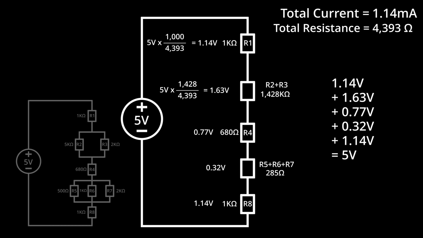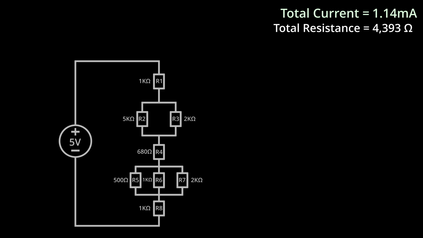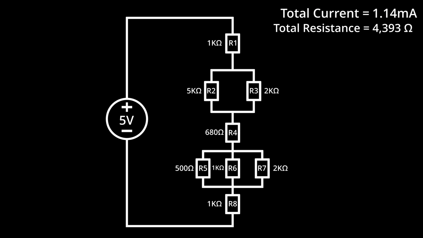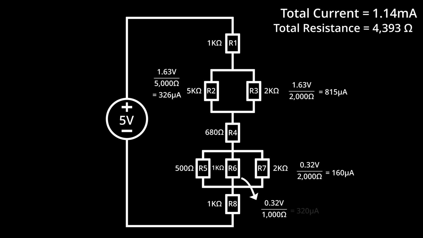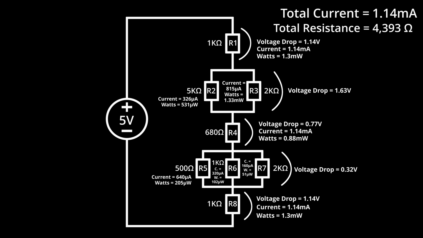The amount of current passing through each section of the circuit is the same, but at the parallel parts, the current splits between the different paths. To figure out how much current is going through each resistor, we can use Ohm's law based on the resistance value and the voltage drop of that particular resistor. Once we know how much voltage and current each resistor is dealing with, we can calculate the wattage each resistor is experiencing to make sure we aren't exceeding any of their rated wattage tolerances.